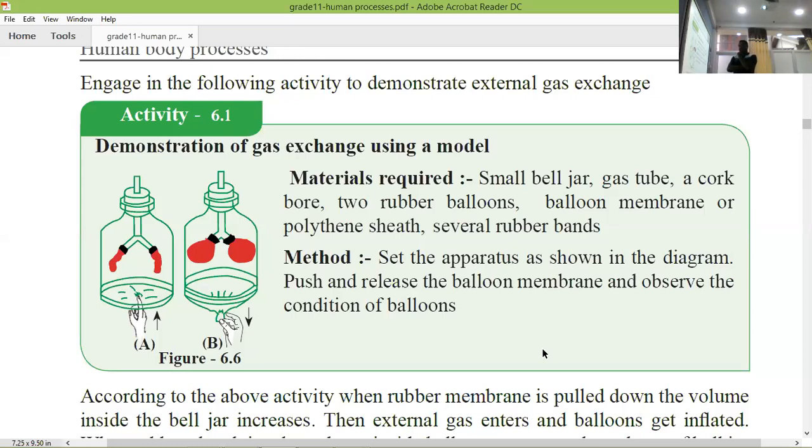As shown in diagram A, when you push the balloon membrane in, what happens? The air removes from the balloon to outside. That is expiration. When you push the balloon membrane, the diaphragm moves up and the two lungs collapse by releasing air to outside. This demonstrates the gas exchange between your lungs and the external environment.